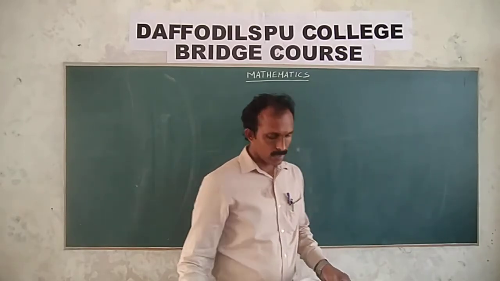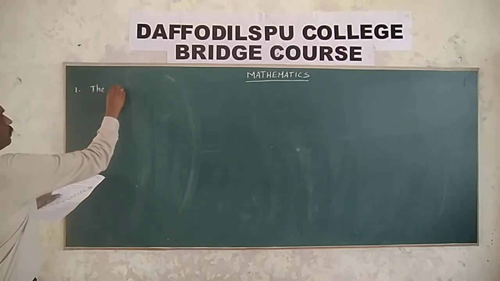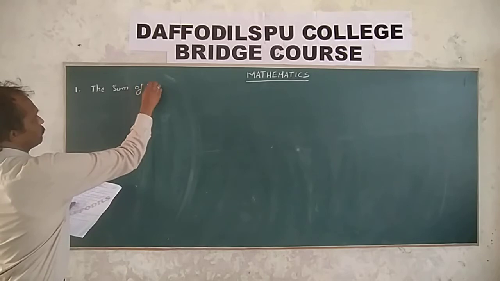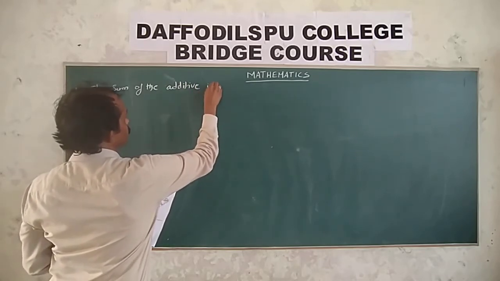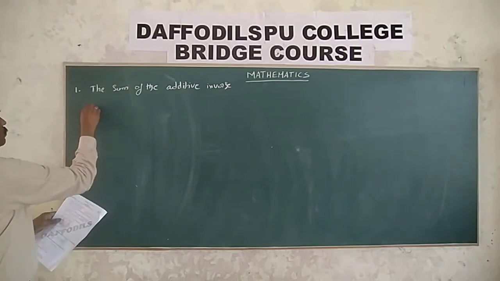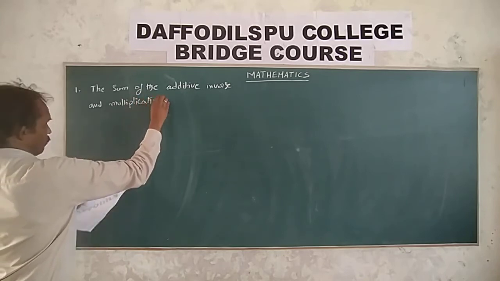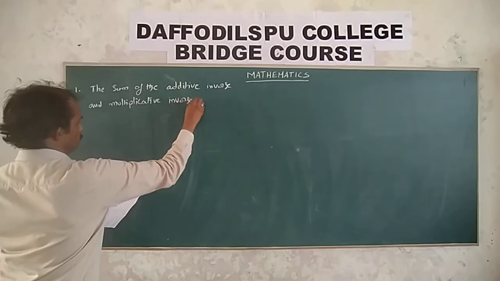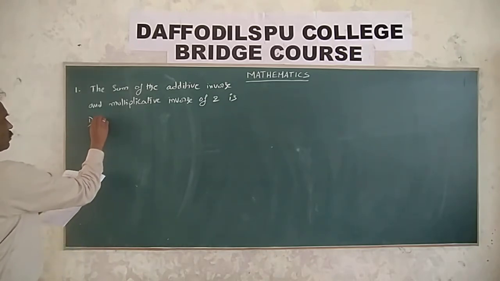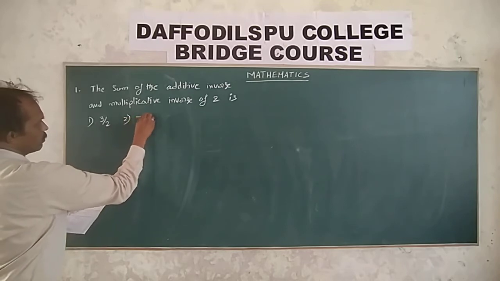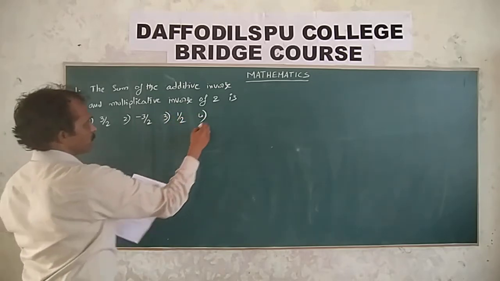Okay, take some problems. The sum of the additive inverse and multiplicative inverse of 2 is: first option 3 by 2, second option minus 3 by 2, third option 1 by 2, fourth option minus 1 by 2.